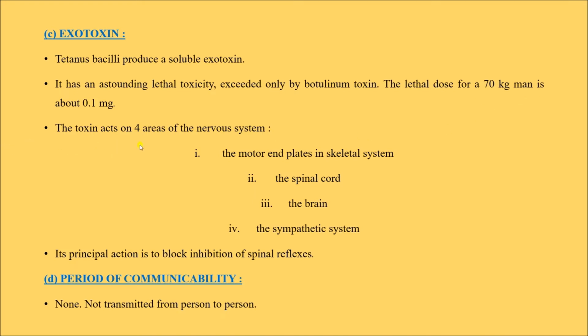The toxin acts on 4 different areas in the nervous system: the motor end plates of skeletal muscle, the spinal cord, the brain, and the sympathetic system. The principal action is to block the inhibition of spinal reflexes. We discussed this part earlier. Now, the period of communicability is none because man-to-man transmission does not occur.